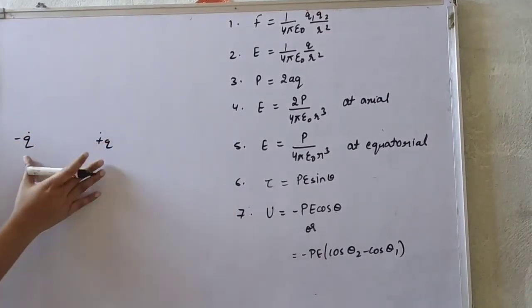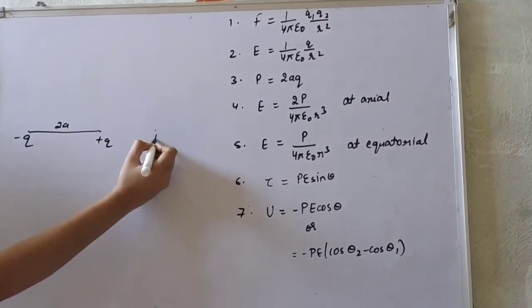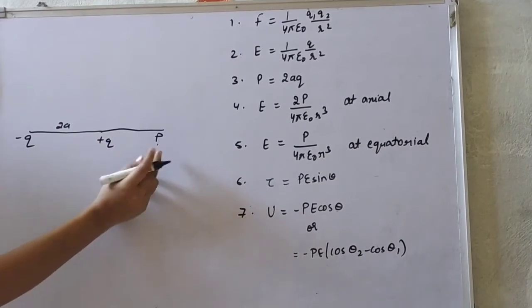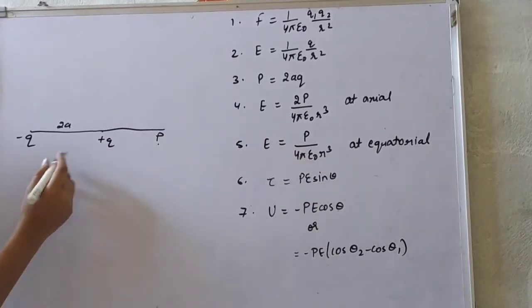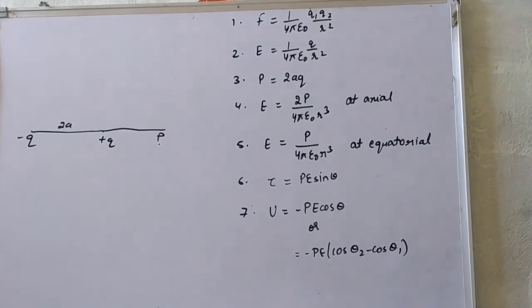Now the fourth is electric field at an axial point, which means when this minus q, plus q dipole is placed, 2a distance here, at any point p on the same axis. If we want to calculate the electric field, then we have to use the formula E is equal to 2p upon 4 pi epsilon naught r cube.